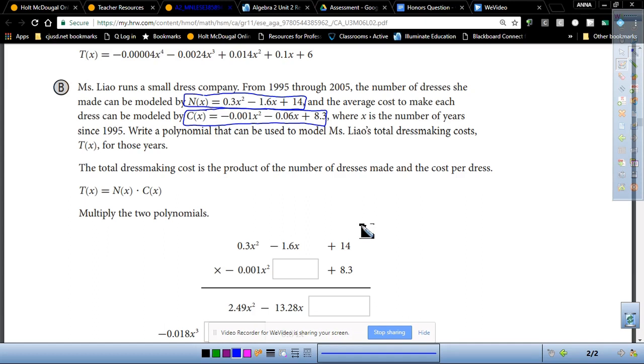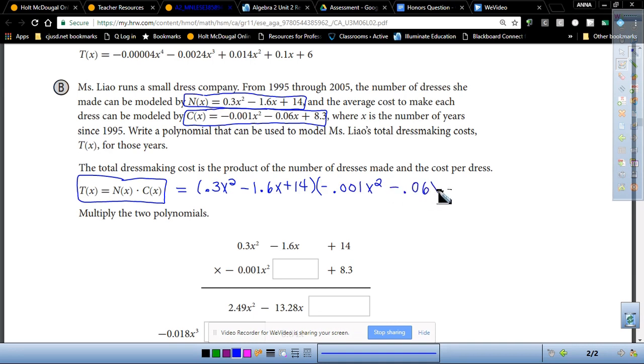All right, and we want to write a polynomial that can be used to model Ms. Lau's total dressmaking costs, t of x, for those years. So that's going to be the number of dresses made times the cost to make. That's going to be 0.3x squared minus 1.6x plus 14, times negative 0.001x squared minus 0.06x plus 8.3.